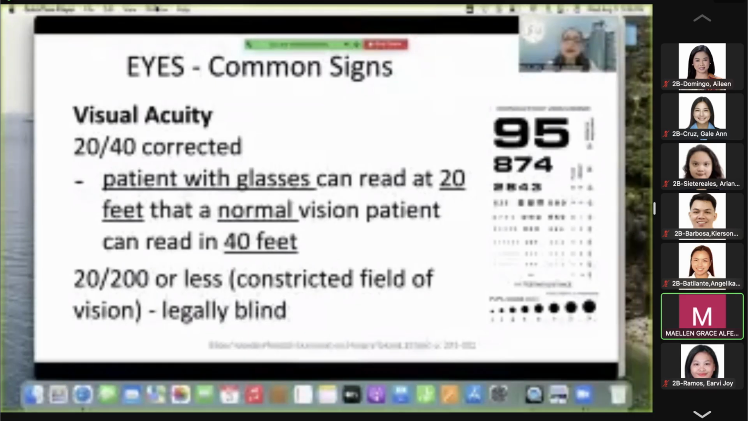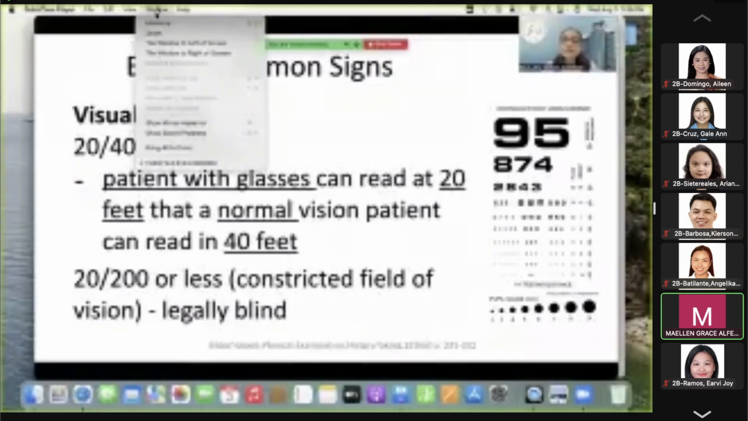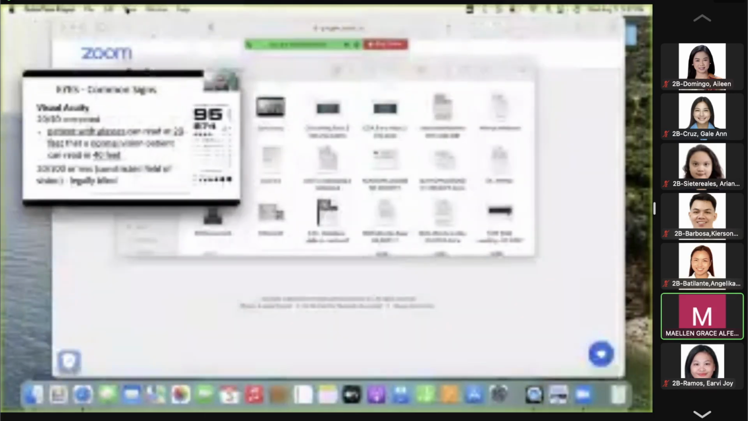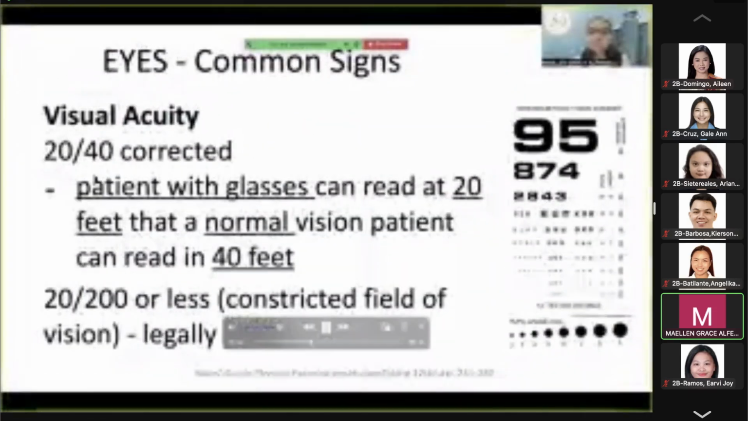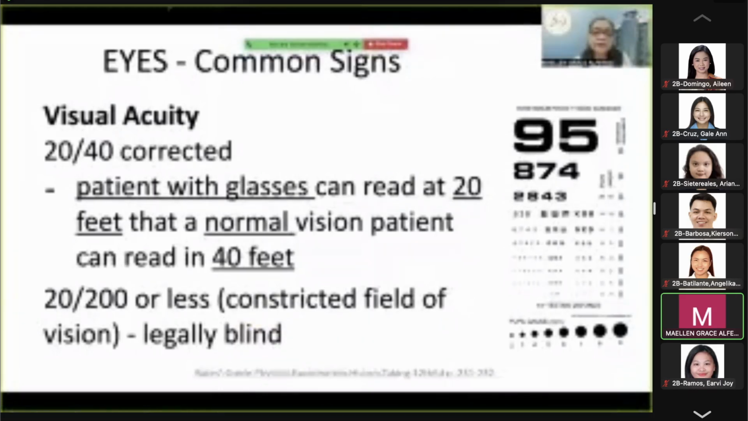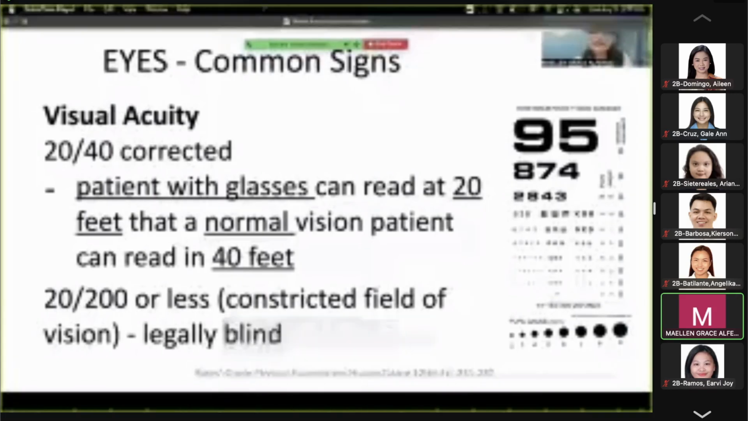As the denominator goes up, then the vision is worse. So, for example, the patient is able to read at the fourth from the bottom, so that's 20/40 vision. And the patient needs to wear corrective lenses. Then you will note that as 20/40 corrected, wherein the patient with corrective glasses can read at 20 feet what a normal vision patient can read at 40 feet.